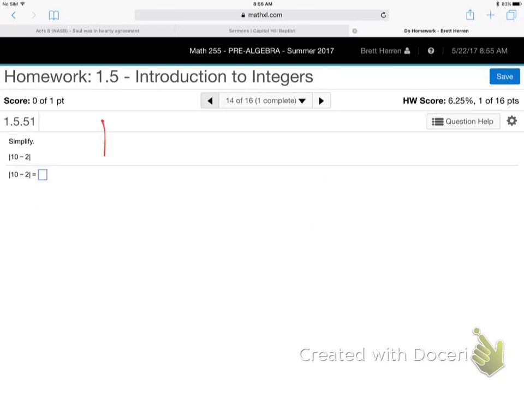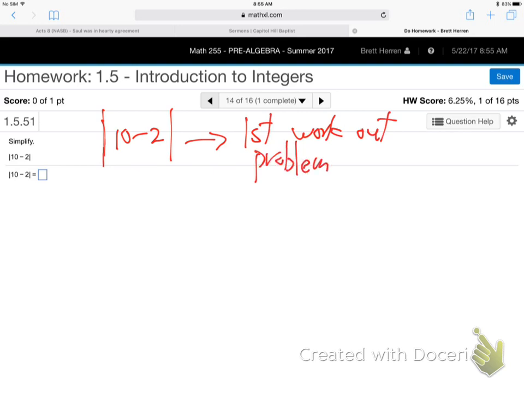Okay, so absolute value, 10 minus 2. You know what I should say? First, work out the problem inside. Notice, don't get rid of the minus right now. Don't make that 10 plus 2 right now. You might be thinking, based on what I've said so far, oh, absolute values make that a plus. Well, not till the end. You make any minuses plus at the end.